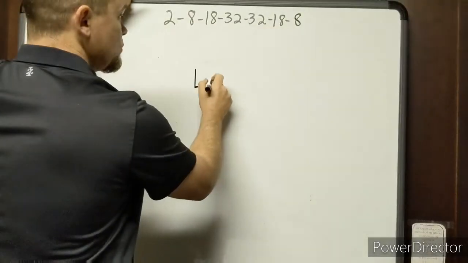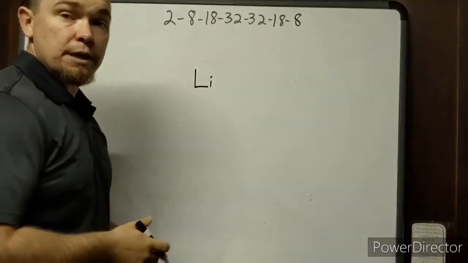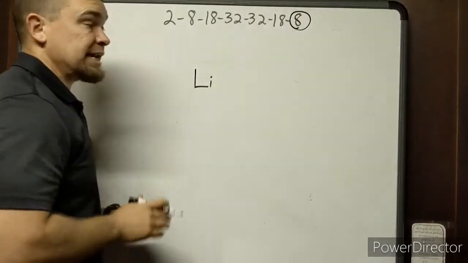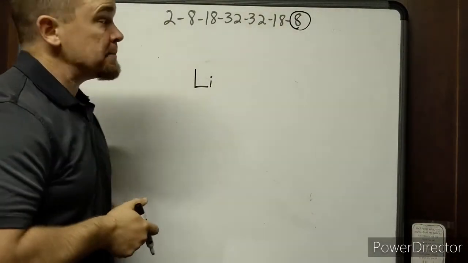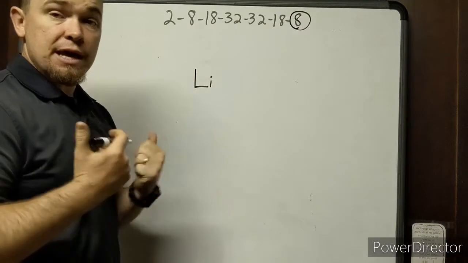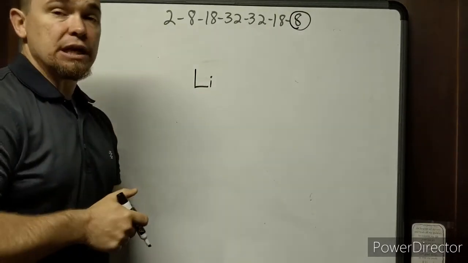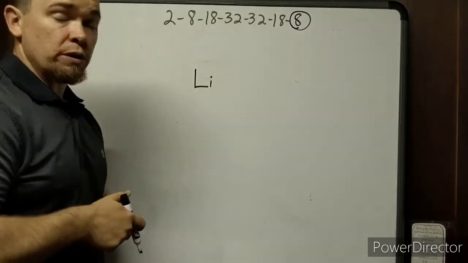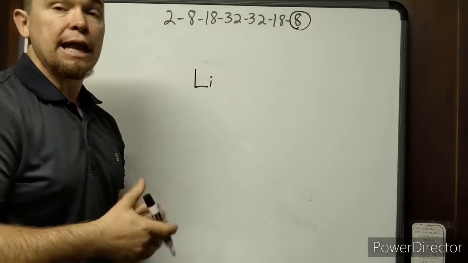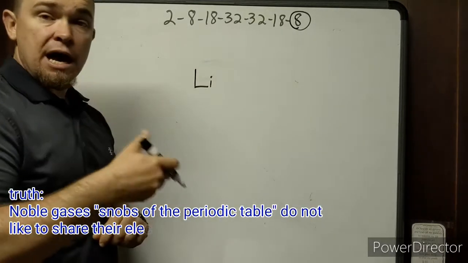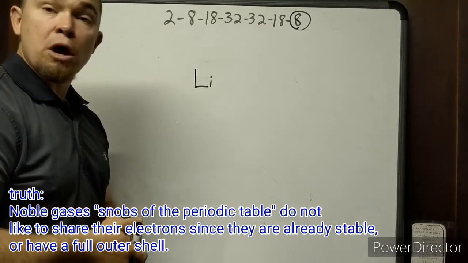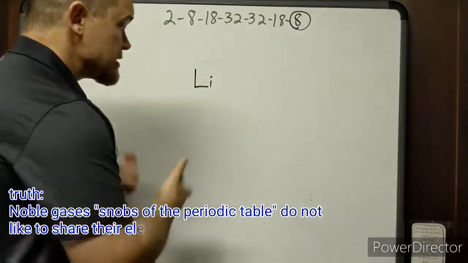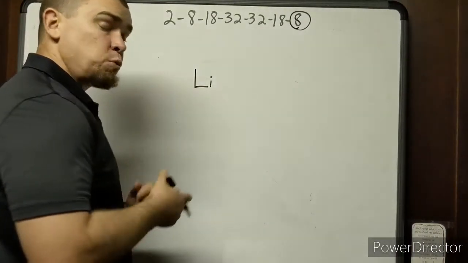To draw the Lewis dots for lithium, I first have to realize that the most dots I can have around any element at any time is 8. Eight valence electrons means that an element is stable. It has a full outer shell, which means it will not bond with any other element, or is not very likely to. Elements like neon, argon, krypton, the noble gases, don't bond with anything because they have those 8 valence electrons. Lithium, as we just established, only has 1 valence electron.